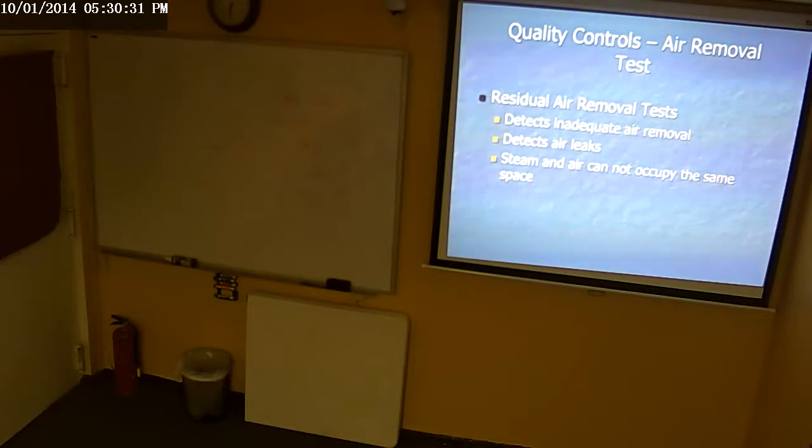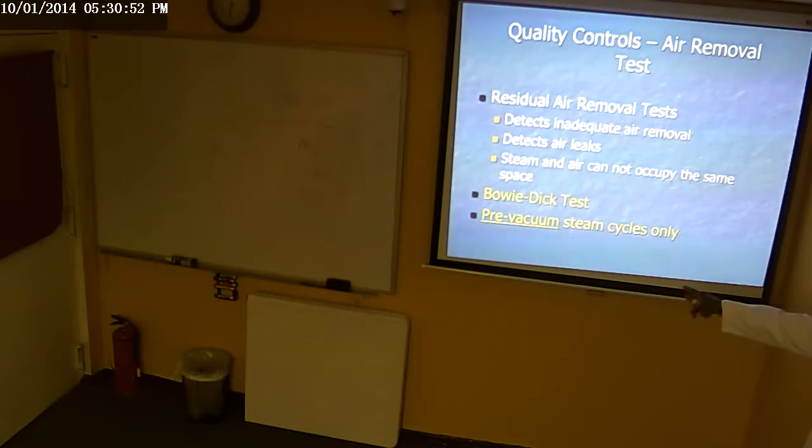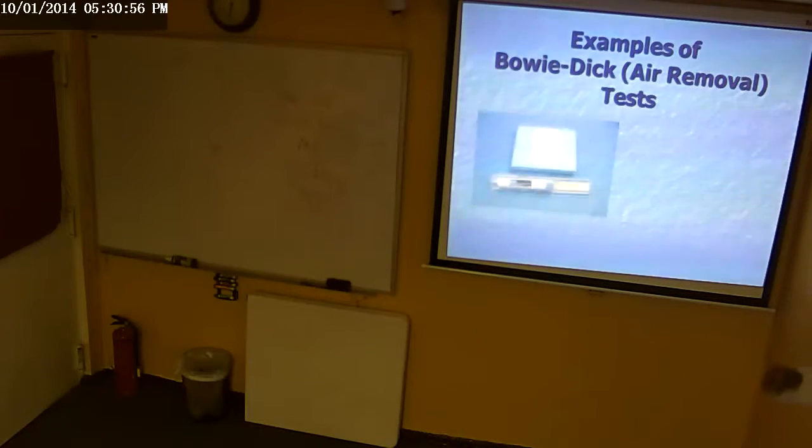And the last one, you see that it says steam and air cannot occupy the same space. That's what I was talking about. Here's our friend. So if they ask you what is the function of a Bowie-Dick test, measure air removal and detect air leaks. And which cycles, see that? What is it saying? Pre-vacuum steam cycles only. This is an example of a Bowie-Dick test.